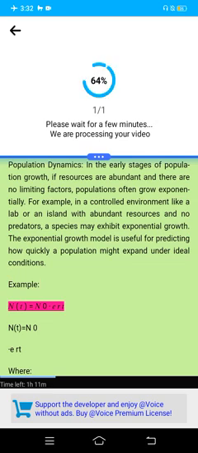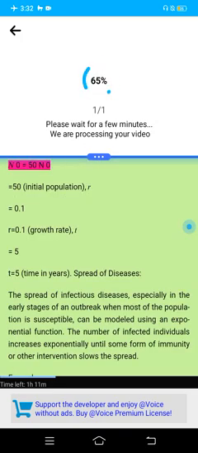Example: Nt = N0 · e^(rt), where N0 = 50 is the initial population, r = 0.1 is the growth rate, and t = 5 is the time in years.